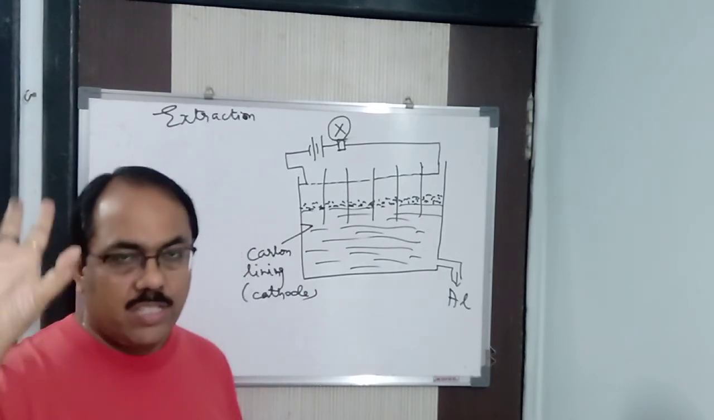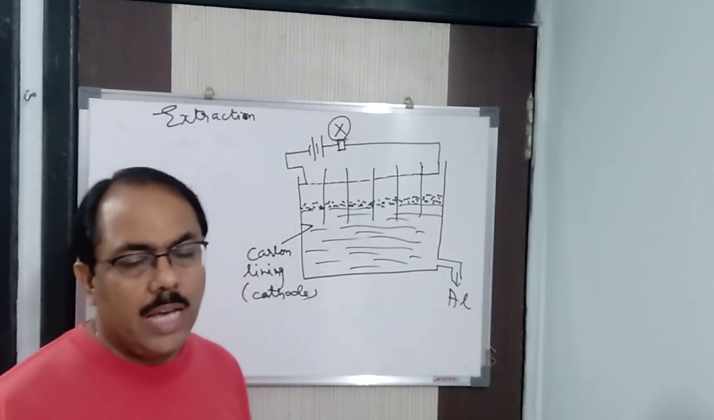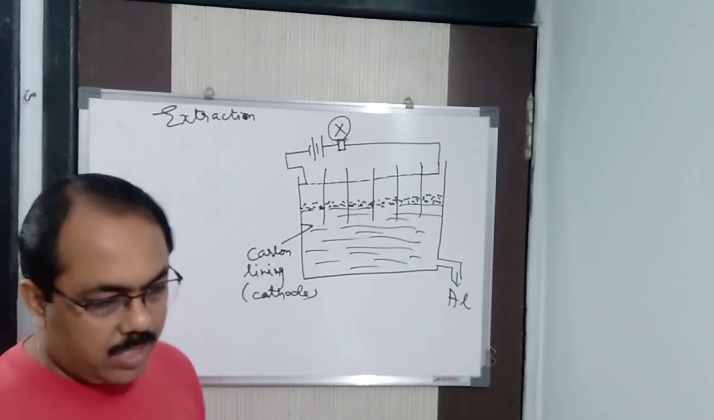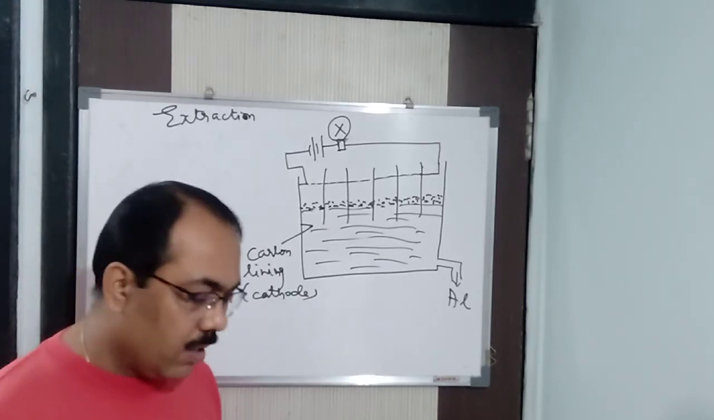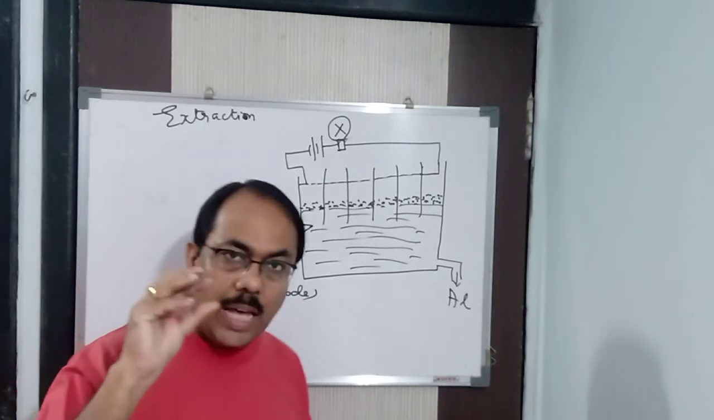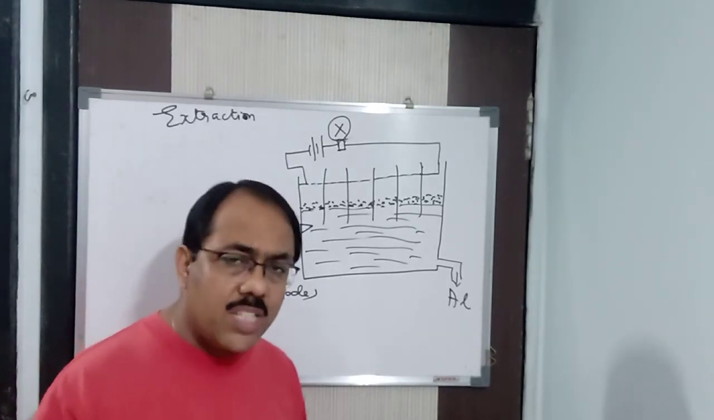Let us say that I have extracted Al from alumina, Al2O3. Don't get confused between alumina and aluminium. Understood? The names are almost similar. So in this way, I have extracted aluminium from alumina. It is not possible under this condition; I am just giving an example to you.